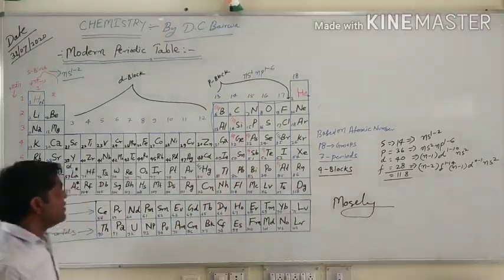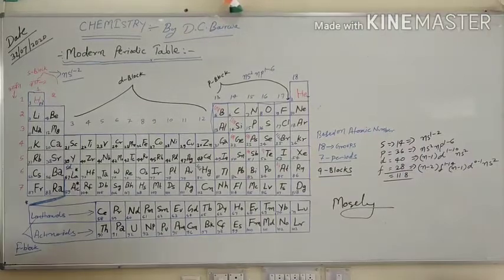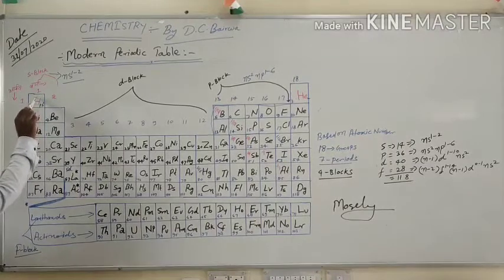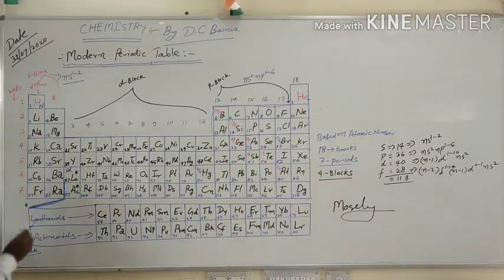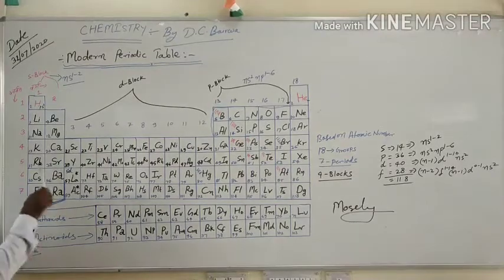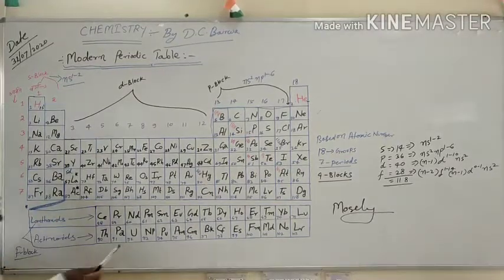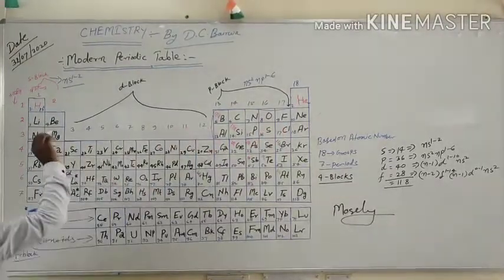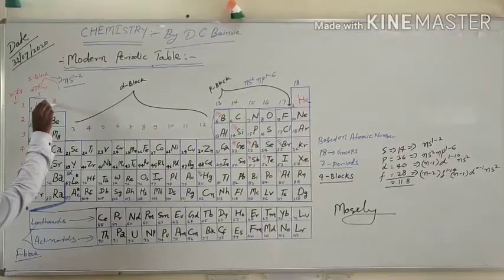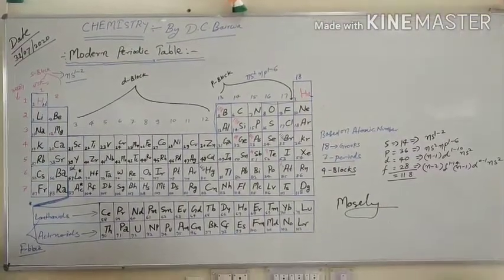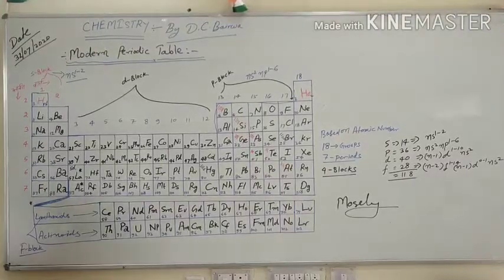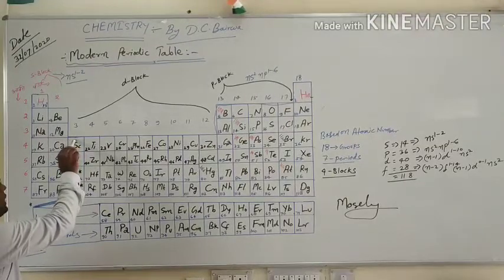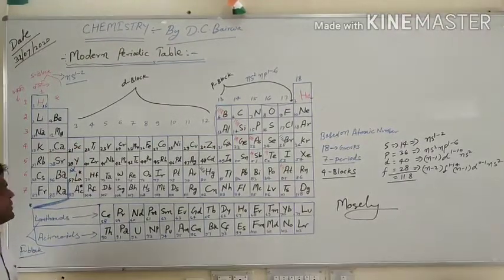Okay, dear students, see here in this periodic table 18 groups are present. In one group, see here 1, 2, 3, 4, 5, 6, 7, 7 elements are present. In 2 groups also 7 elements are present. Helium is situated here, but actually its position is there. So in total S block elements are 14 elements.